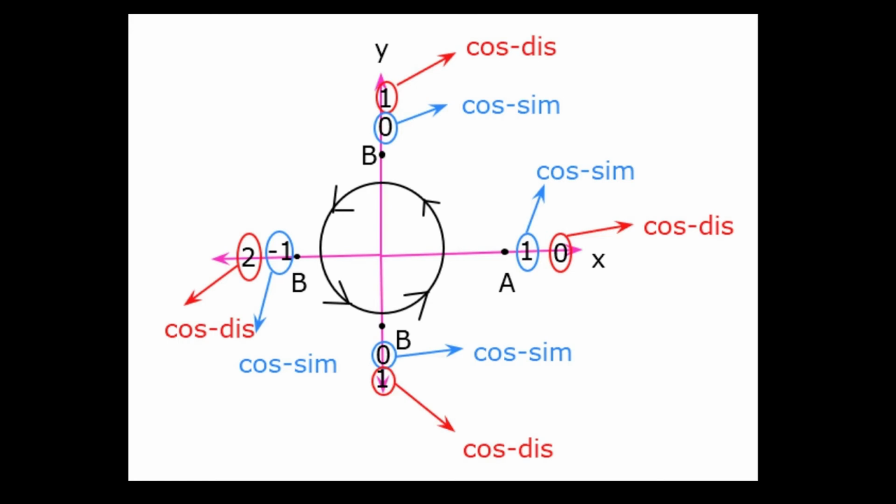So as point B is coming near to point A, its cosine similarity increases in comparison with when the angle was 180 degree. In this case, cosine similarity becomes 0 and cosine distance becomes 1. This is how cosine distance and cosine similarity work.